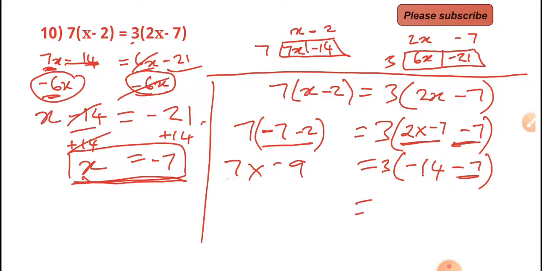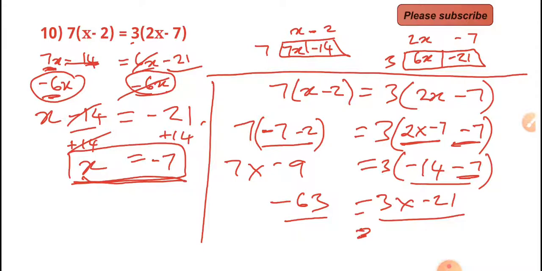Now on the left hand side, 7 times minus 9 is going to be, well, think about it, what's 7 times 9? 7 times 9 is 63. So 7 times minus 9 is going to be minus 63. And on the right hand side, it's going to be 3 times whatever's inside the bracket. So minus 14 minus 7 is minus 21. So can you see 3 times minus 21 is indeed equal to minus 63. So therefore we were correct, x is equal to minus 7.